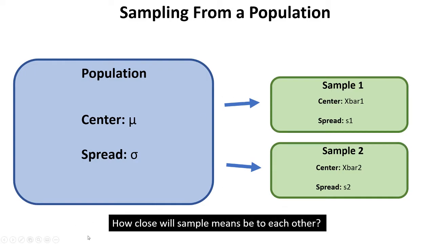But a question becomes, how close will the sample means be to each other? And how close will the sample means be to the center of the population parameter of mu? That's the big question. We want to know how close x bar is going to be to mu. The answer to this question lies in the standard error of the mean.